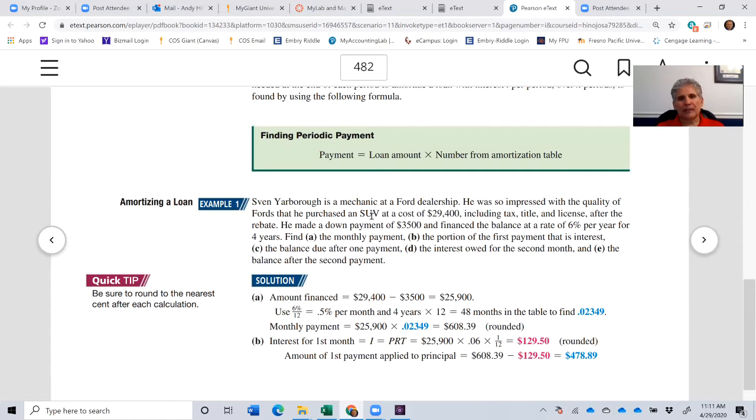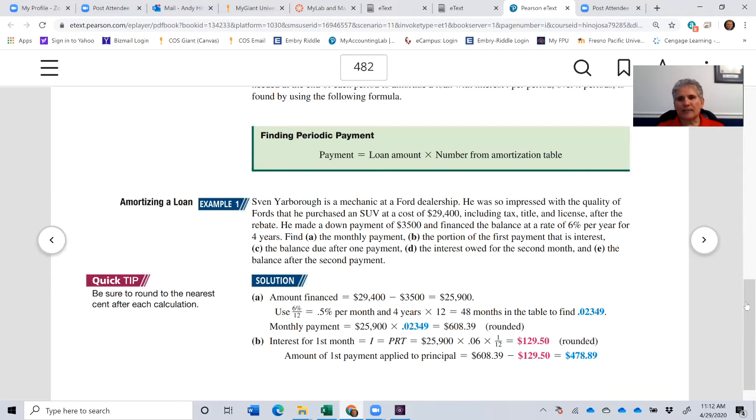Sven Yarborough is a mechanic at a Ford dealership. He was so impressed with the quality of the Fords that he purchased an SUV at a cost of $29,400, including tax, title, and license. After the rebate, he made a down payment of $3,500 and financed the balance at a rate of 6% per year for 4 years. Find A, the monthly payment, B, the portion of the first payment that is interest, C, the balance due after one payment, D, the interest owed for the second month, and E, the balance after the second payment.